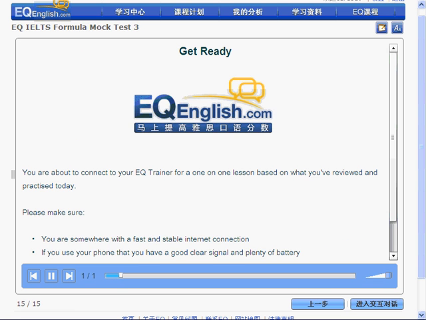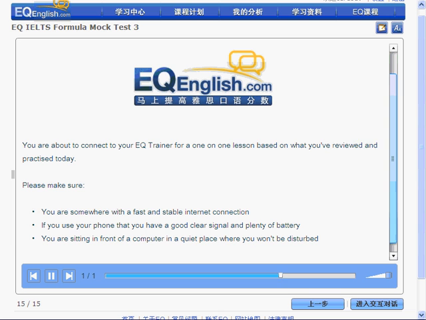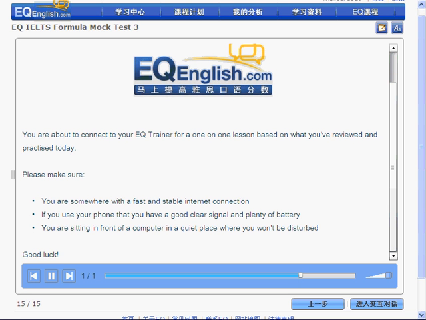Get ready! You are about to connect to your EQ trainer for a one-on-one lesson based on what you've reviewed and practiced today. Please make sure you are somewhere with a fast and stable internet connection. If you use your phone, make sure that you have a good clear signal and plenty of battery. Make sure you are sitting in front of a computer in a quiet place where you won't be disturbed. Good luck!